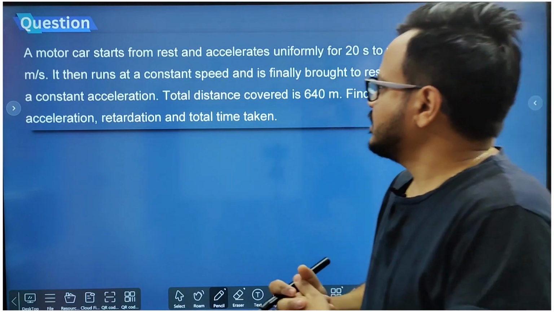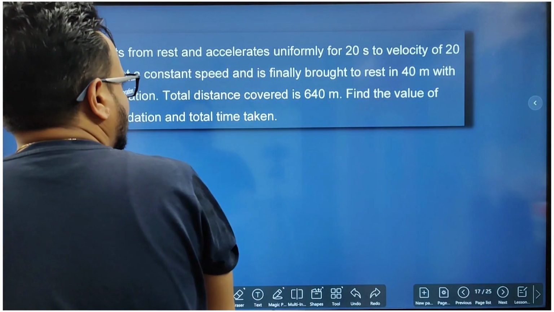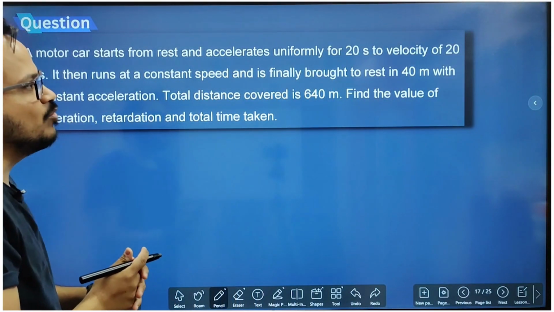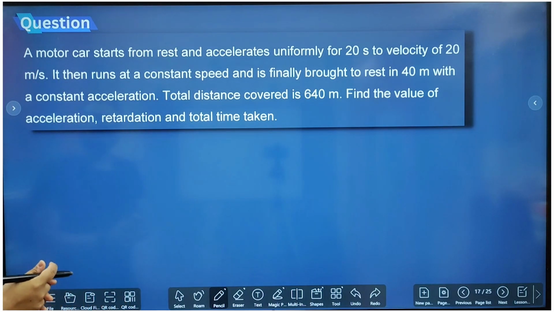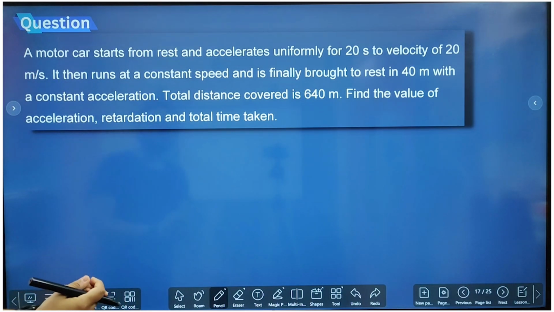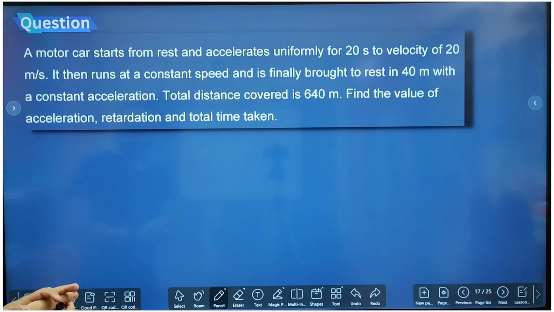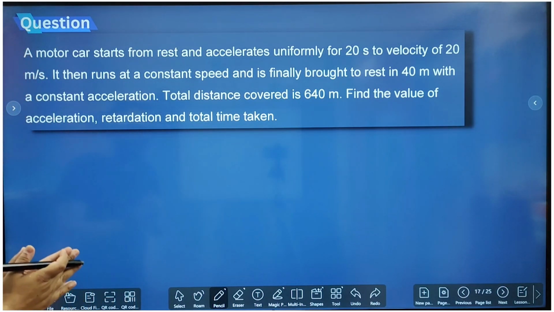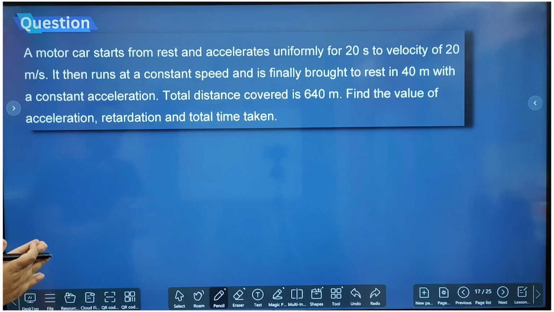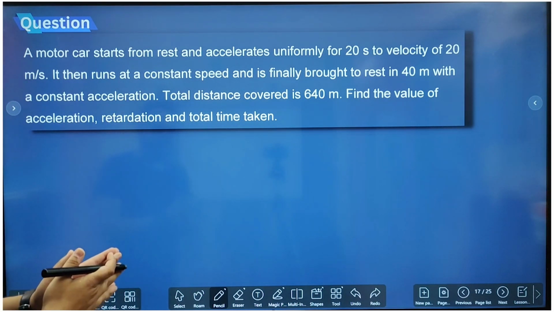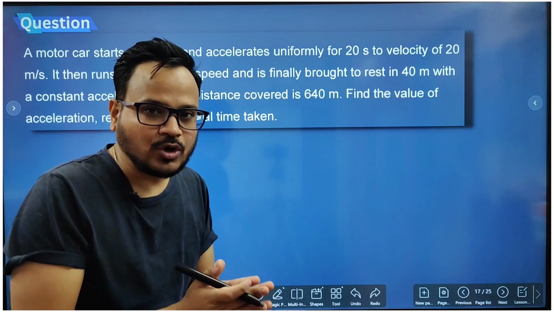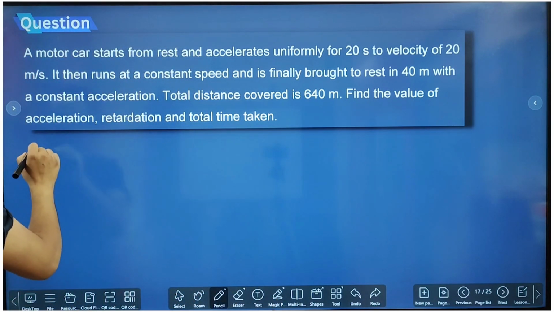A motor car starts from rest and accelerates uniformly for 20 seconds to a velocity of 20 meters per second. It then runs at a constant speed and is finally brought to rest in 40 meters with a constant acceleration. Total distance covered is 640 meters. Find the value of acceleration, retardation and total time taken.